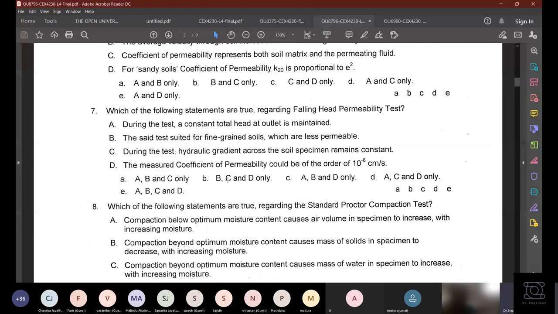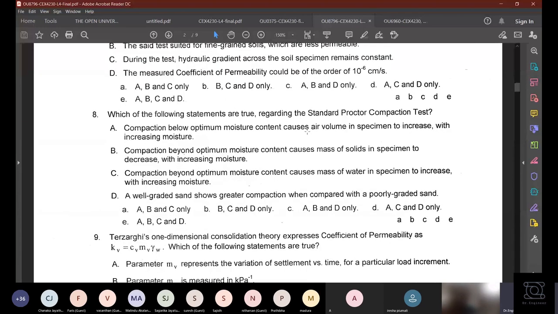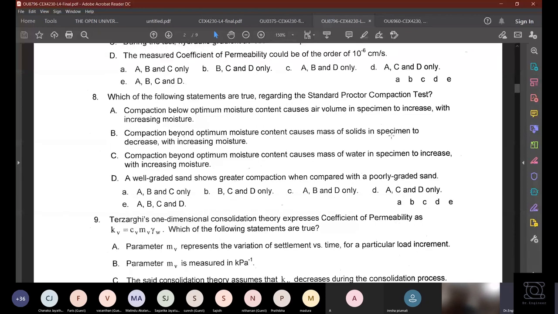Somewhat it can be in that order, right? So A, B and D are correct. So next, which of the following statements are true regarding the Proctor test? Compaction below optimum moisture content causes air volume in the specimen to increase with increasing moisture. No, that is wrong. The air volume would decrease.